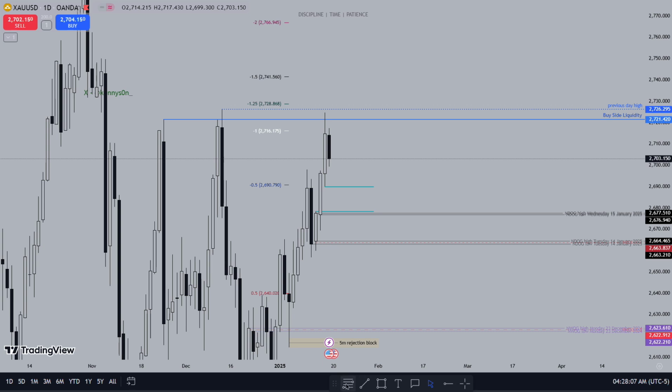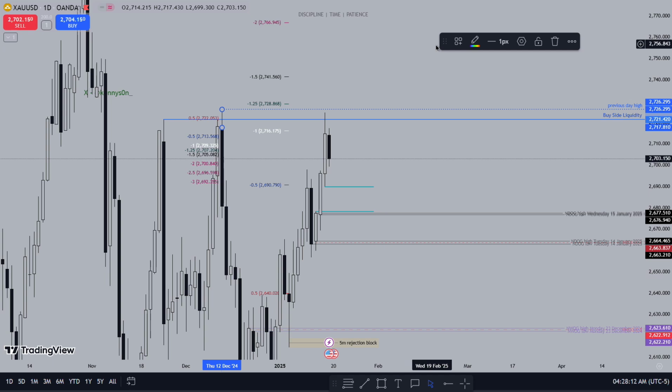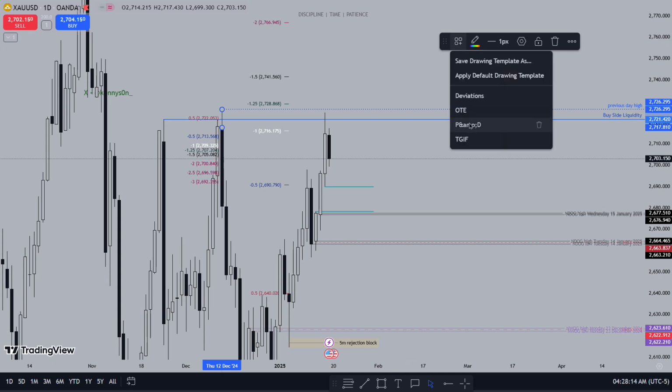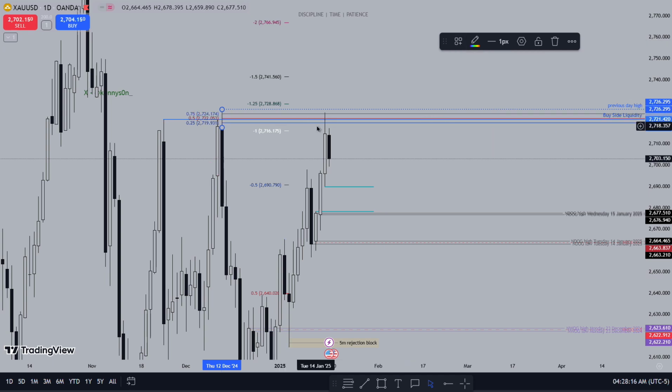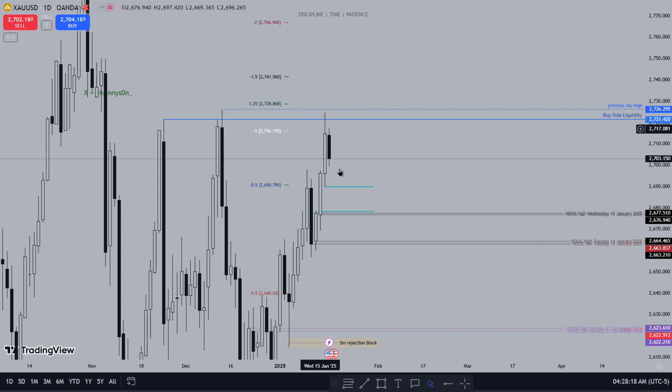you can treat this as a rejection block, but I don't want to look at it that way for now. But there was old liquidity resting above there. It got swept, but even though it got swept, there used to be liquidity there, so it should be a sensitive area for price.